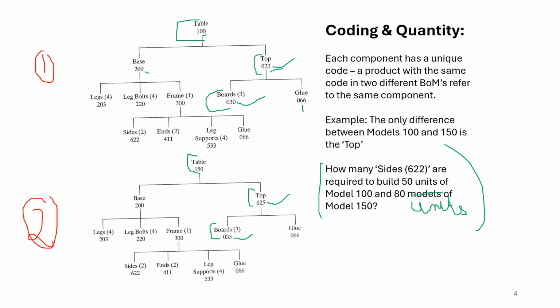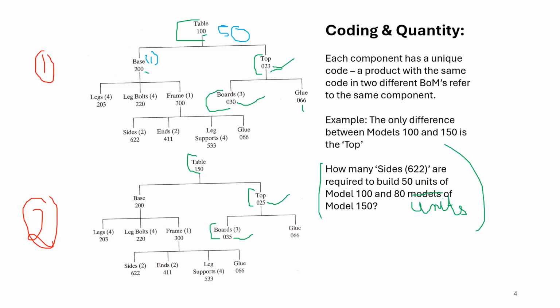80 units of model 150. So let's take the first part. We are building 50 units of model 100. So this is 50. So we're building 50 tables. And we've seen that to manufacture one table, we require just one base and one top. It should have been like this in the BOM, but let's just assume that it had parentheses with 1 surrounding it. So to manufacture one table, we require one base and one top.